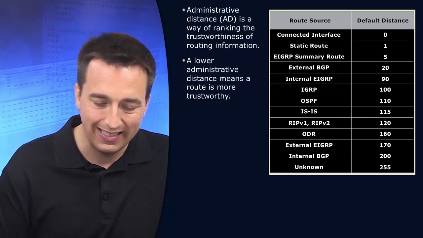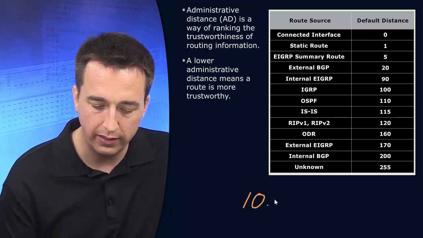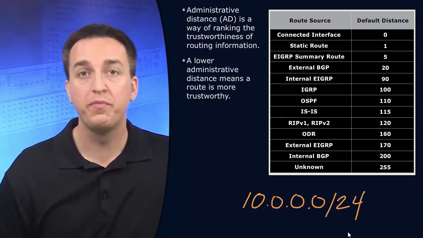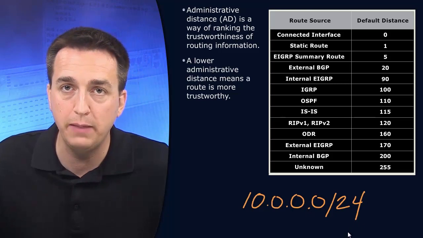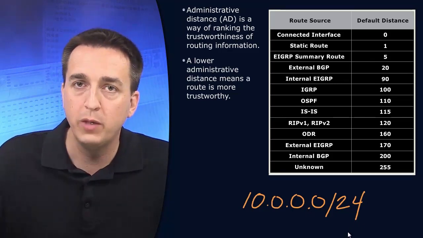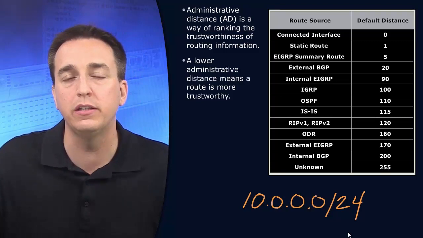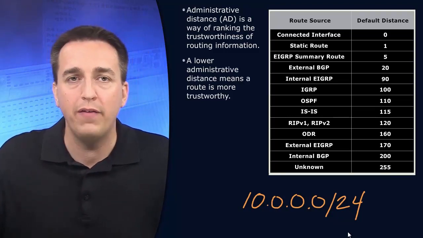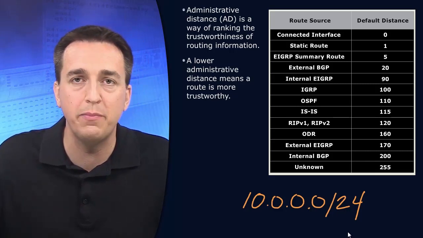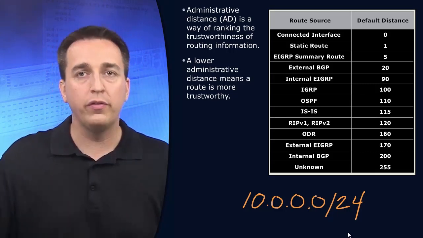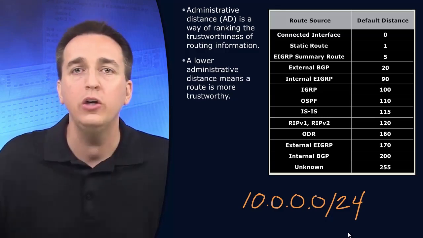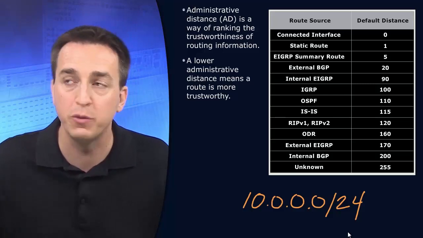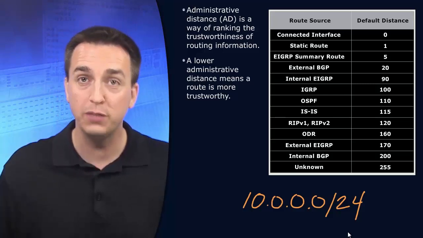So for example, let's say we learned about the 10.0.0.0/24 network from EIGRP and OSPF. So EIGRP has this particular route in its topology table, and OSPF has this particular route in its link state database. On the router, though, it has to make a decision now: which one do I use? Do I use the EIGRP route or do I use the OSPF route? So both EIGRP and OSPF have decided, ooh, this is the best one, this is the best one.